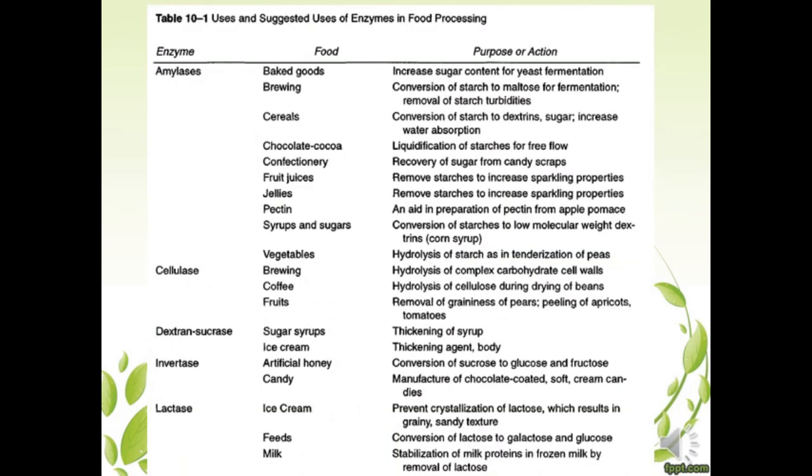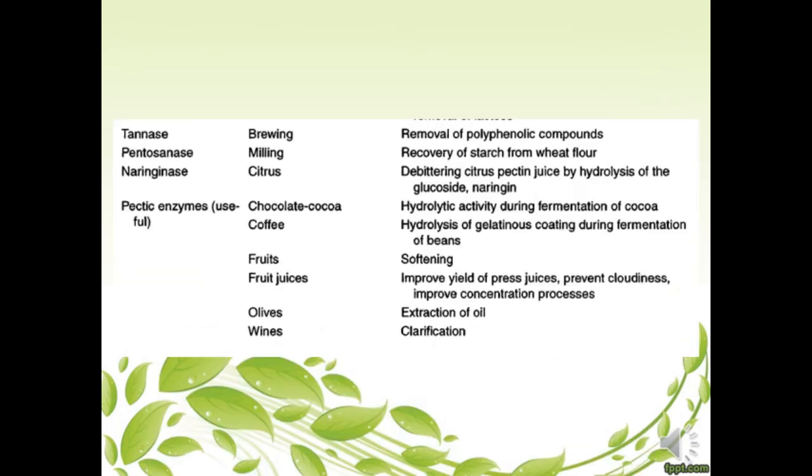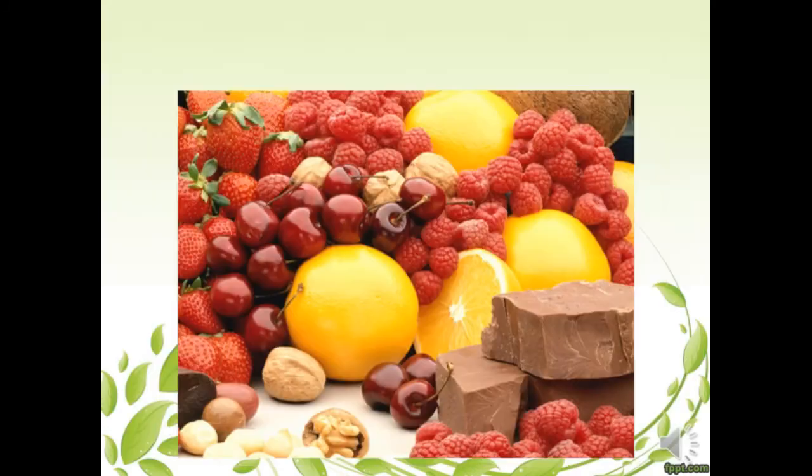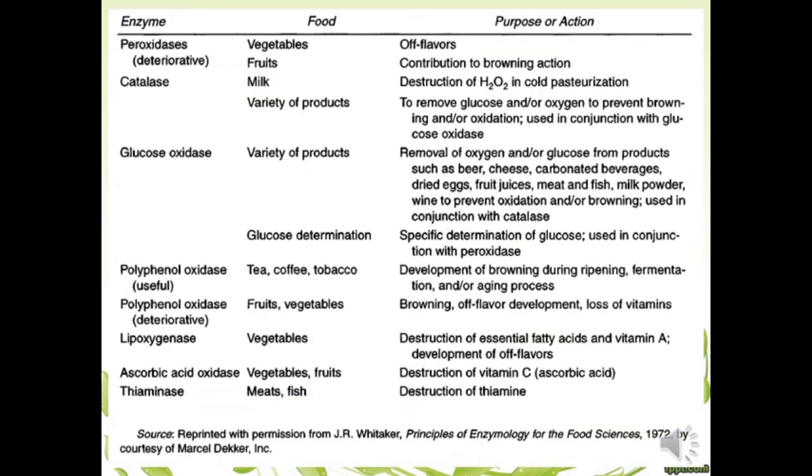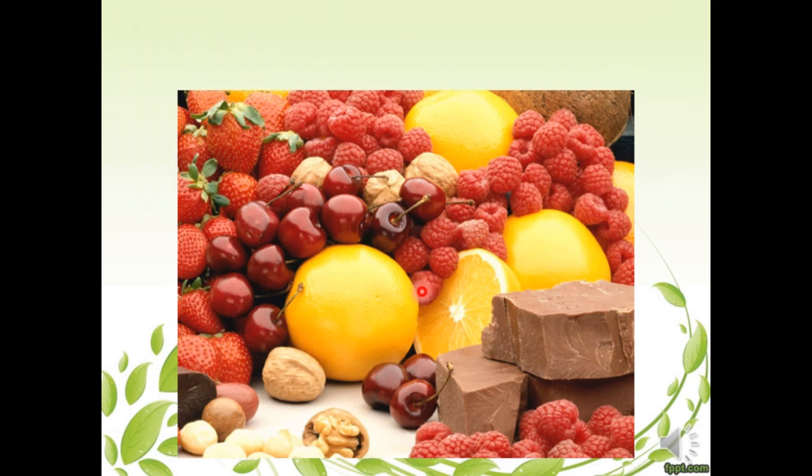This table sums up the different types of enzyme in different food products and the purpose of the enzyme in these products. There are many examples here that you can go through, and that concludes the second learning unit, which is protein.